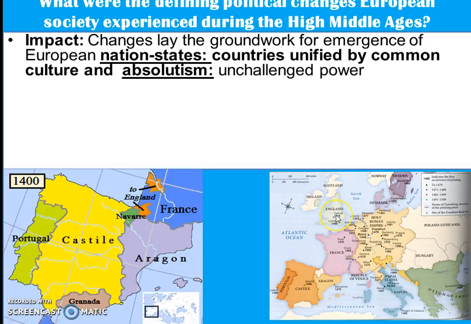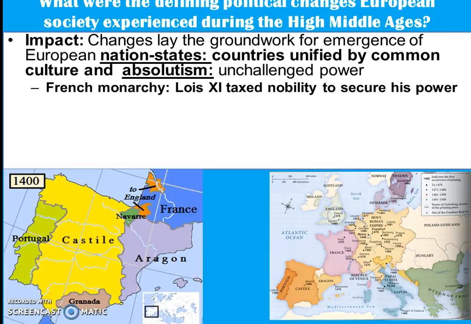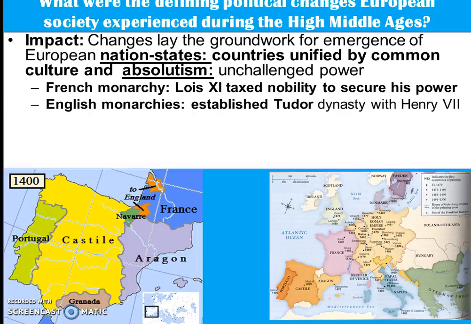And it's also unified under one king, one absolute king, which means unchallenged power from those popes. So that should say Louis, L-O-U-I-S. The French monarchy, Louis the 11th, taxed nobility to secure his power. In the English monarchies, the Tudor dynasty is established with Henry VII. If you're familiar with the Tudors, Henry VIII is the son of Henry VII, and his daughter is Queen Elizabeth I. His first daughter is also now known as Bloody Mary, and we'll get to that in a few weeks.